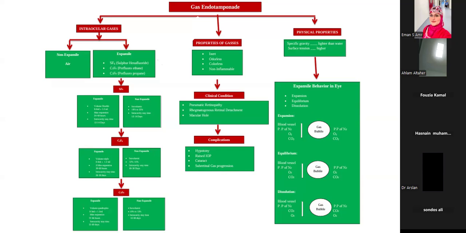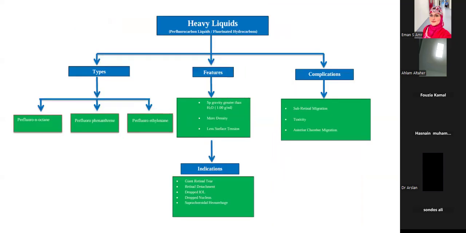Heavy liquid is like the third arm or third hand of a surgeon during the surgery. So heavy liquid is the most helpful tool in rhegmatogenous retinal detachment. I'll show you in some of the videos later. You can take the screenshot of that particular thing.